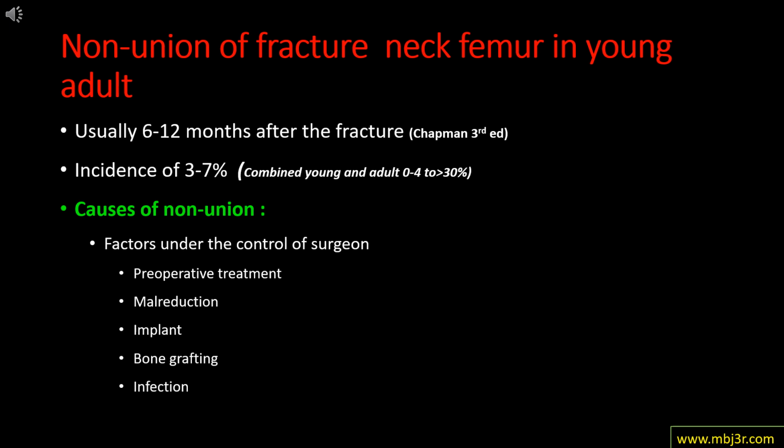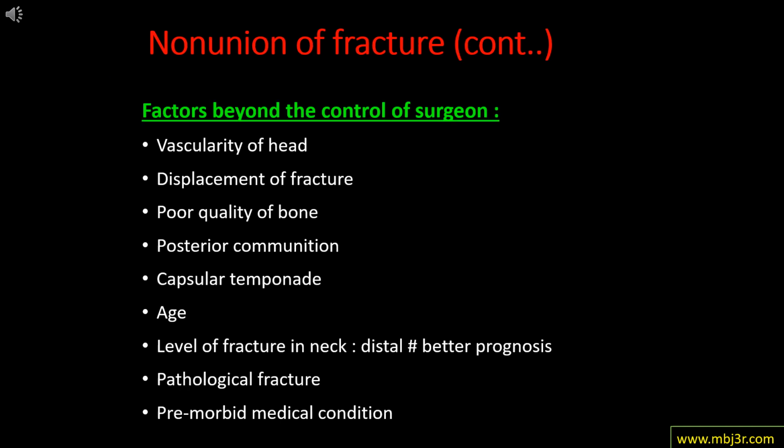Causes of non-union, you can classify them into factors under the control of surgeon: preoperative treatment, malreduction, implant, bone grafting and infection. Factors beyond the control of surgeon are vascularity of the head, displacement of the fracture, poor quality of bone, posterior comminution, capsular tamponade, age, level of fracture in neck, pathological fracture, premorbid medical conditions. These are not under control of surgeon.